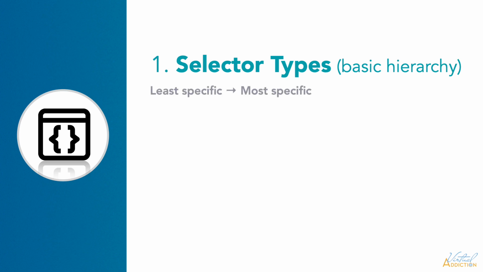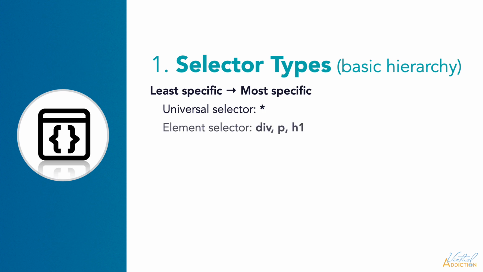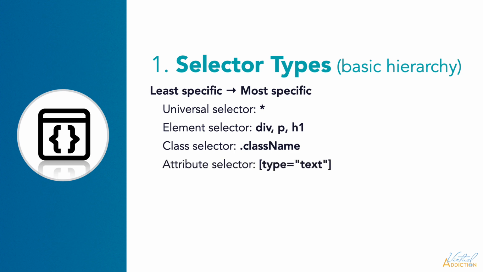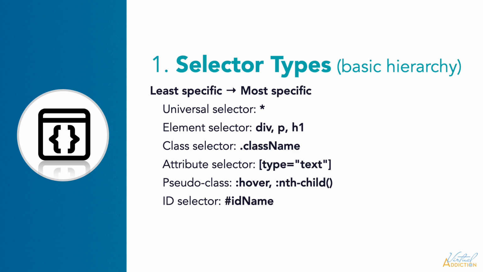Selectors range from very broad to very specific. The universal selector targets everything, while element selectors target tags like divs or paragraphs. Classes are more specific, and IDs are even more specific. We also have things like attribute selectors, pseudo-classes, and finally inline styles. Inline styles go inline, in the HTML code, and they're the most specific of all.